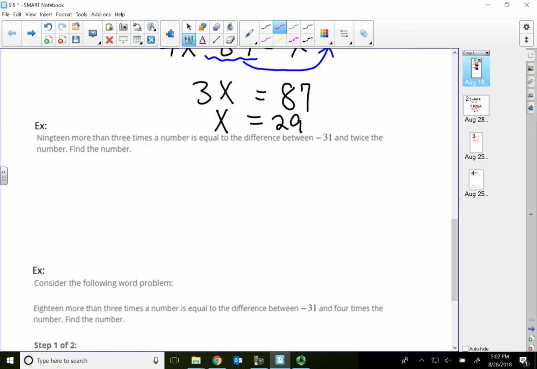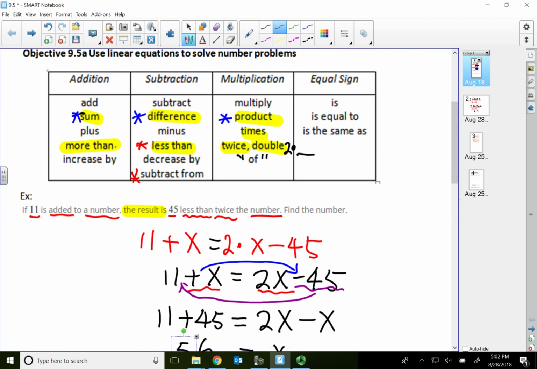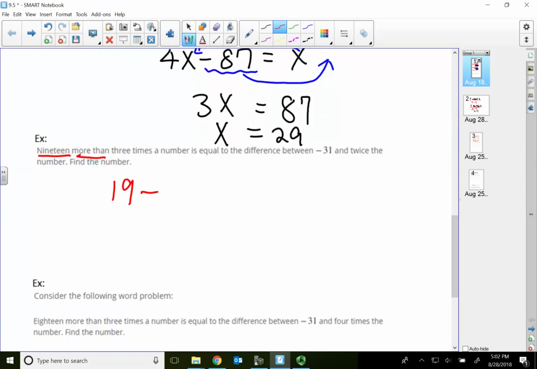So let's translate. 19. The next word, more than. Remember the word more than? It means addition. So when I see the word more than, I write a plus sign. When I see 3, I write 3. When I see times, I write times. When I see a number, I write x is equal to, see that established the equal sign.